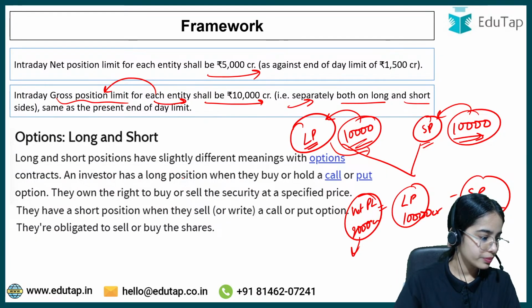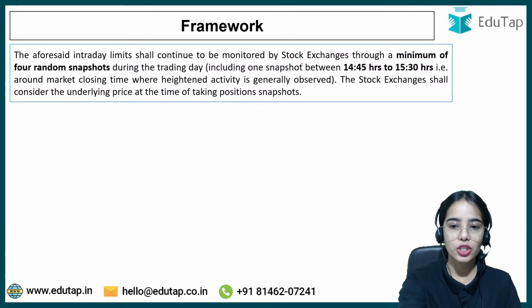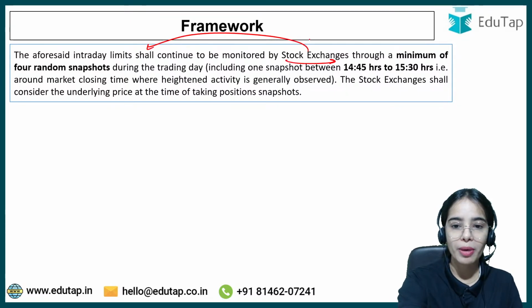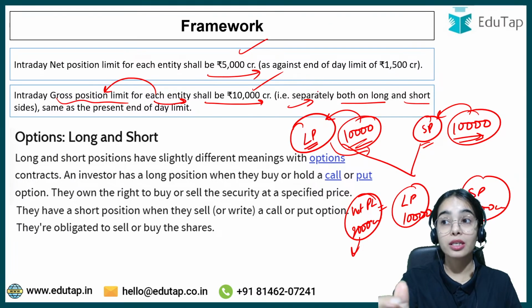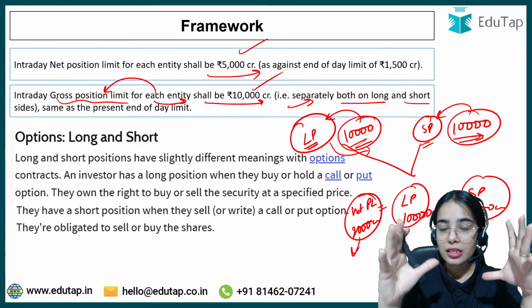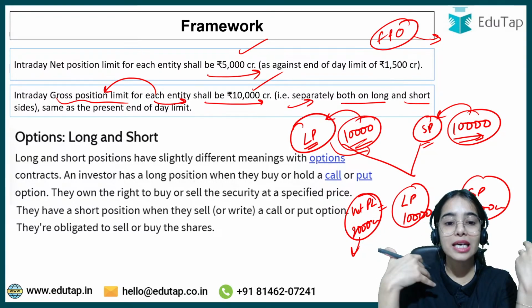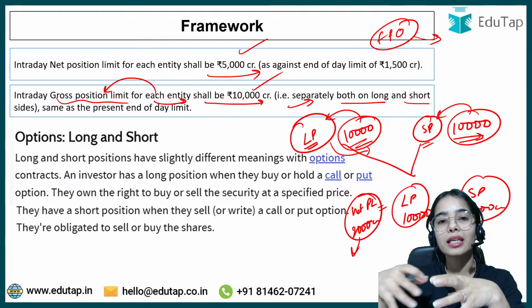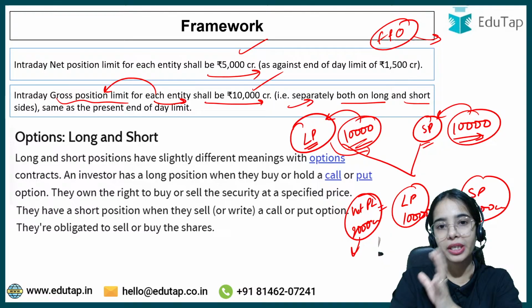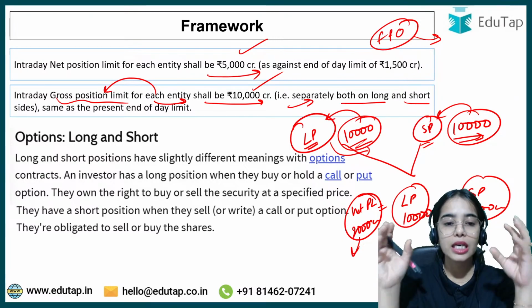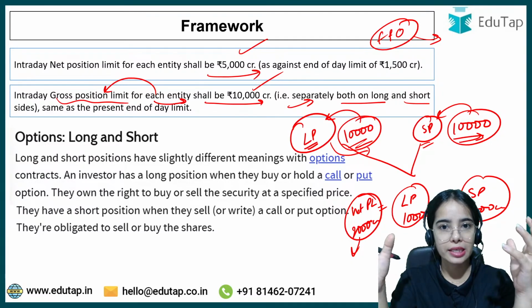Any confusion, anyone? Next, the aforesaid intraday limits shall continue to be monitored by stock exchanges, to check that the limits are being followed by the entity. So these are the entity-based limits. You can understand that in the futures and options market, usually the big entities are the ones trading. That's why it is said that retail investors should not get engaged in the futures and options market if they do not have a complete understanding, because big institutions are trading here, especially the index options.